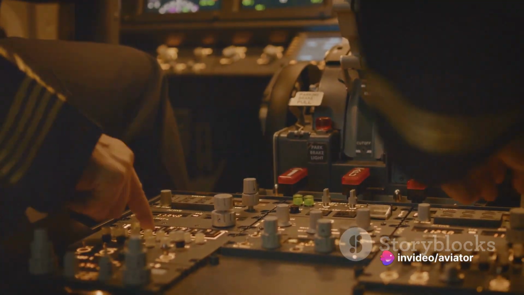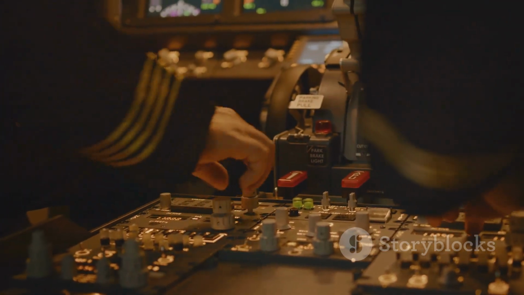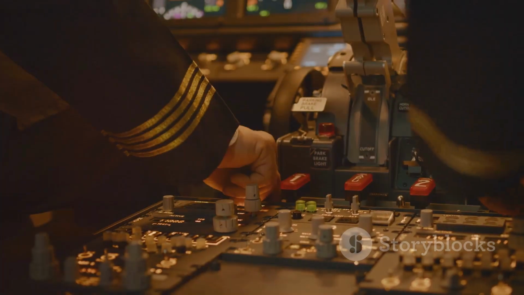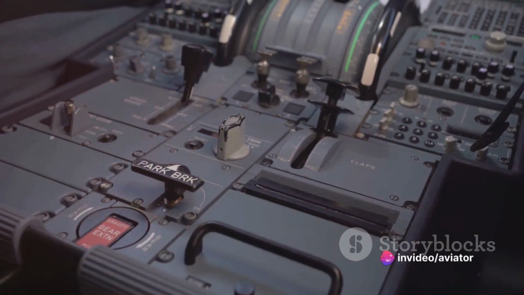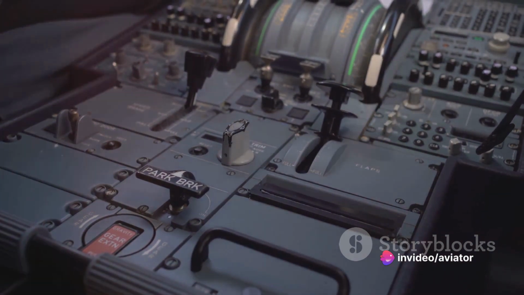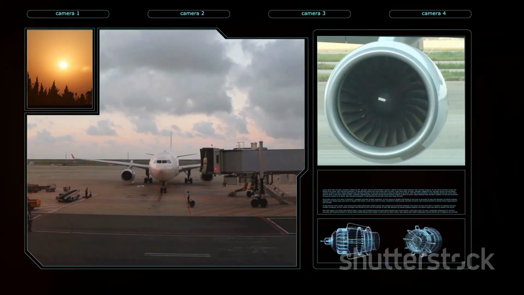Moreover, this system dramatically reduces control forces. Think about it, a pilot doesn't need to exert as much physical effort to control a massive aircraft. Now it's more about precise finger movements and less about brute strength. This not only makes the pilot's job easier, but also allows for more precise control of the aircraft.